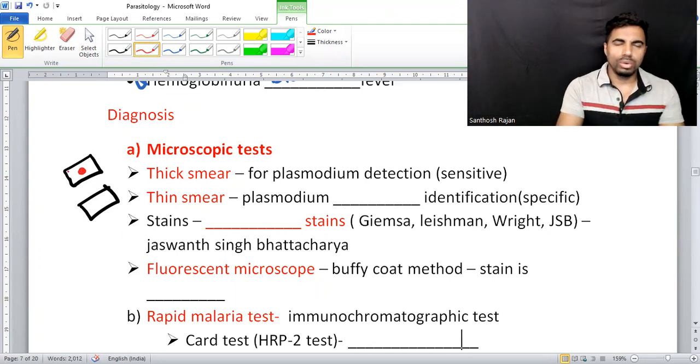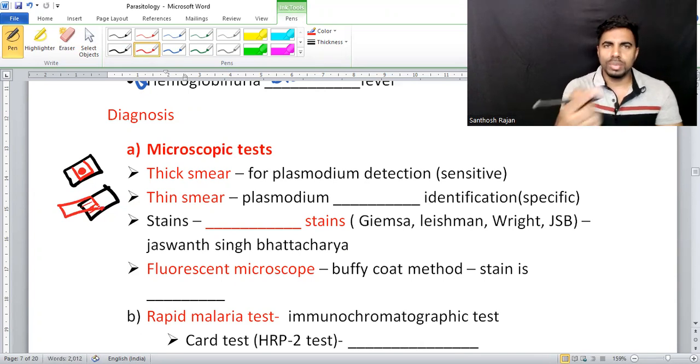After that you will wash it with water. That means the same thickness. The thick smear will be very thick. But in a thin smear, what do you do? You just put the blood and sweep it away with another slide, to make it very thin.